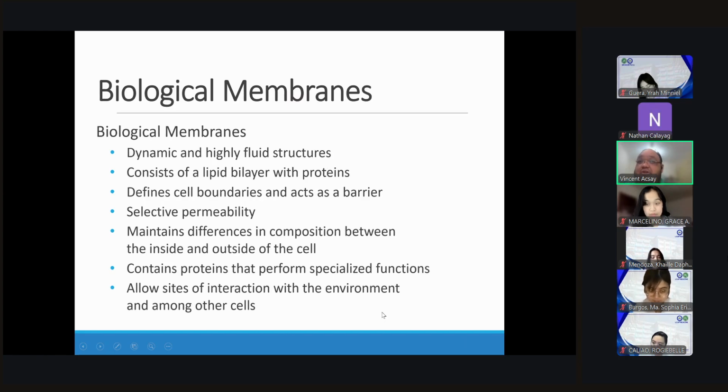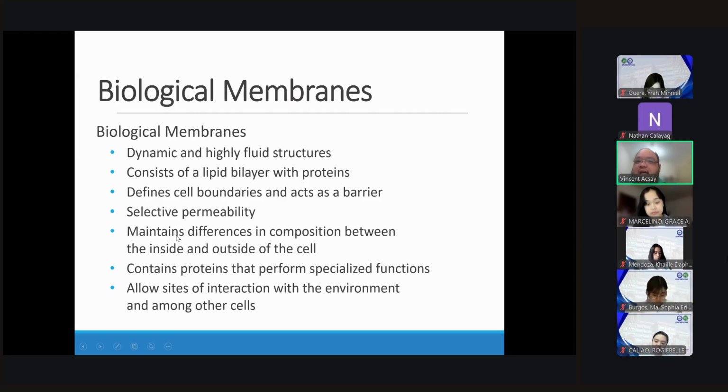In terms of biological membranes, it is kind of like the same thing. Biological membranes are dynamic and highly fluid structures, which in this case consist of a lipid bilayer with proteins scattered all throughout. They define cell boundaries and act as a barrier. They separate one cell from another, and they can block the entry of other molecules going in and coming out.